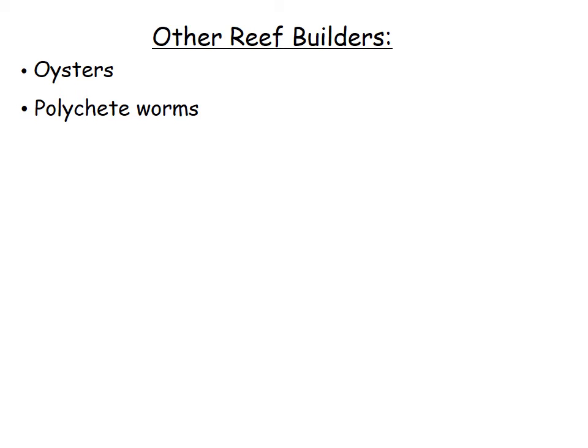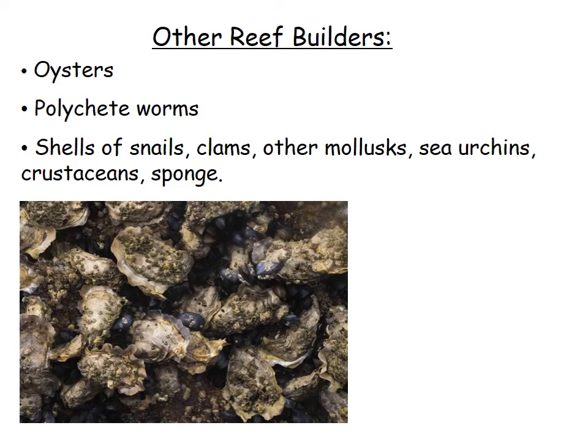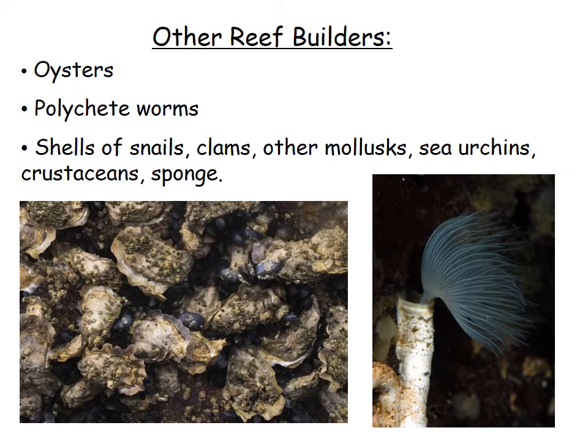We saw one of those in our Is It Alive lab, and they have the external part of them, and when they die, they leave that behind. We have the shells from snails, clams, other mollusks, sea urchins, crustaceans, and sponges. Here we can see the oysters all building up on top of each other, building up part of the coral reef. And then this is the polychaete worm. It's got a little filter out there, but the structure behind it is what the worm leaves behind when it dies, that calcium carbonate body of itself.